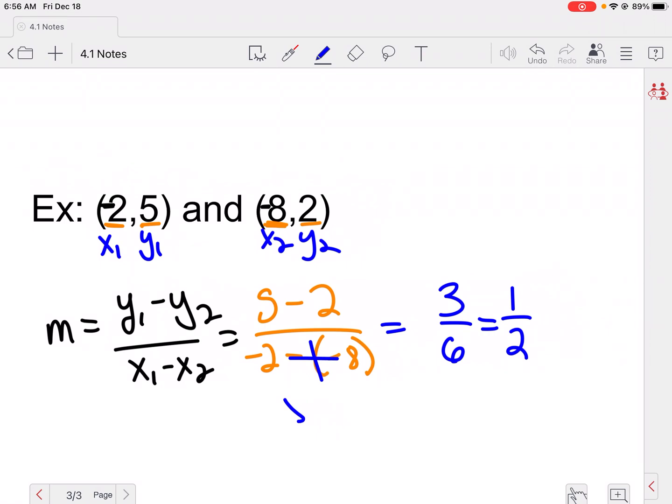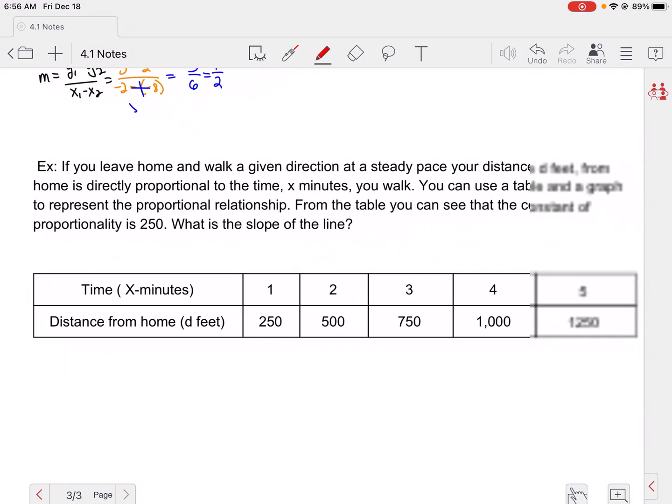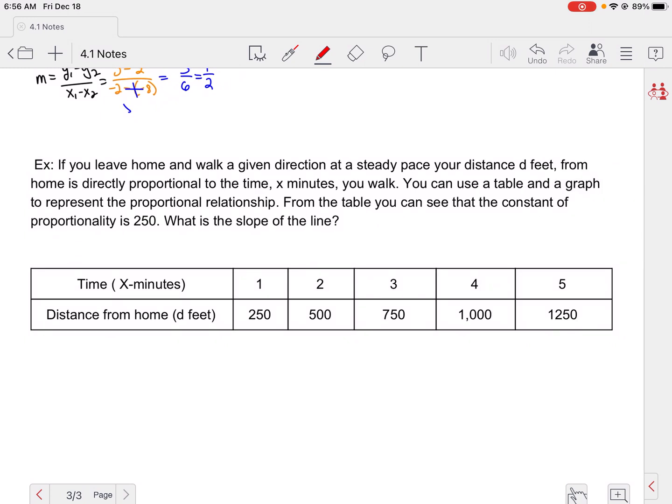Okay, so I should be able to give you 2 points and you find the slope from them. We can also write 2 points in a table. Okay, so if you leave and walk home and get a given direction at a steady pace, your distance d feet from home is directly proportional to the time x minutes you walk. You can use the table and the graph to represent a proportional relationship. From the table, you can see that the constant of proportionality is 250. So what is the slope of the line? Okay, we learned about constant of proportionality in 7th grade, but let's focus on finding the slope of the line.